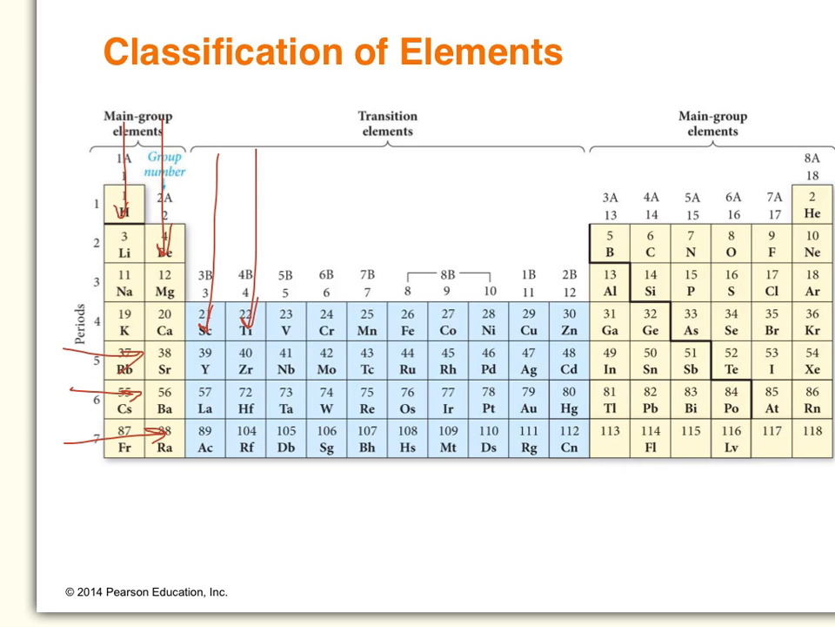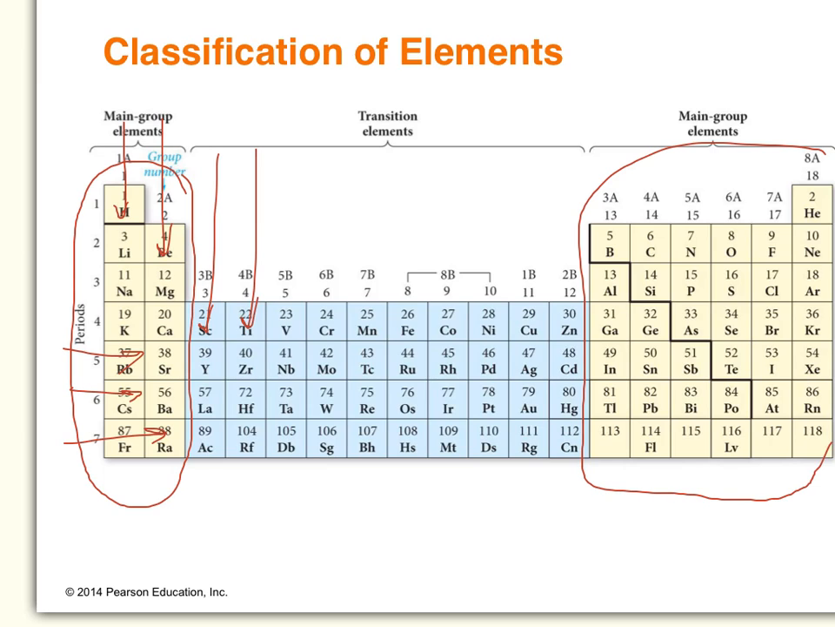Now, the first two groups put together are known as main group elements, along with these last 6 groups. So group 1A, 2A, 3A, 4A, 5A, 6A, 7A and 8A. These are known as main group elements. Then the block in between is known as the transition elements, the group of transition elements.